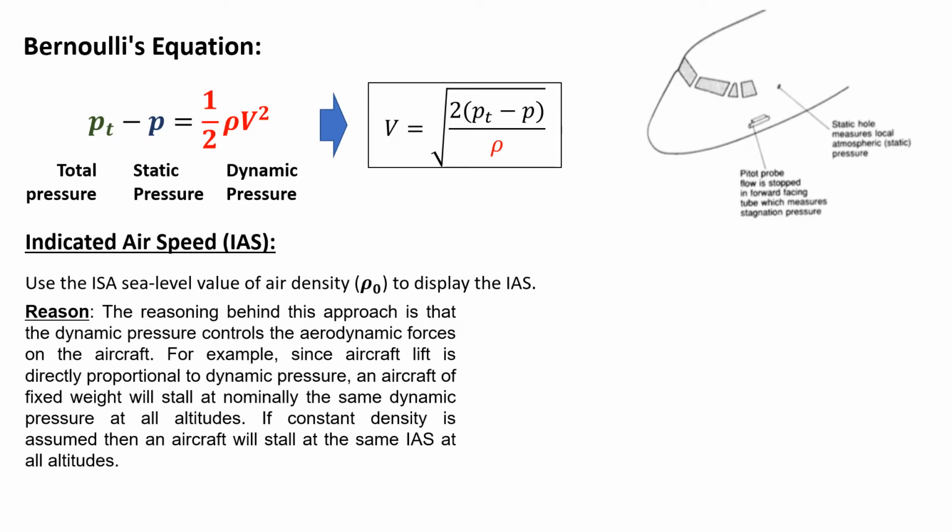And why do we use that? First of all, it's very hard to measure. The other very important reason is that the dynamic pressure controls the aerodynamic forces on the aircraft, right? Because the lift and drag are related to half rho V squared, that's the dynamic pressure. For example, since aircraft lift is directly proportional to dynamic pressure, an aircraft of fixed weight will stall at nominally the same dynamic pressure at all altitudes. So if constant density is assumed, then an aircraft will stall at the same ISA indicated airspeed at all altitudes. So that's the other important reason.